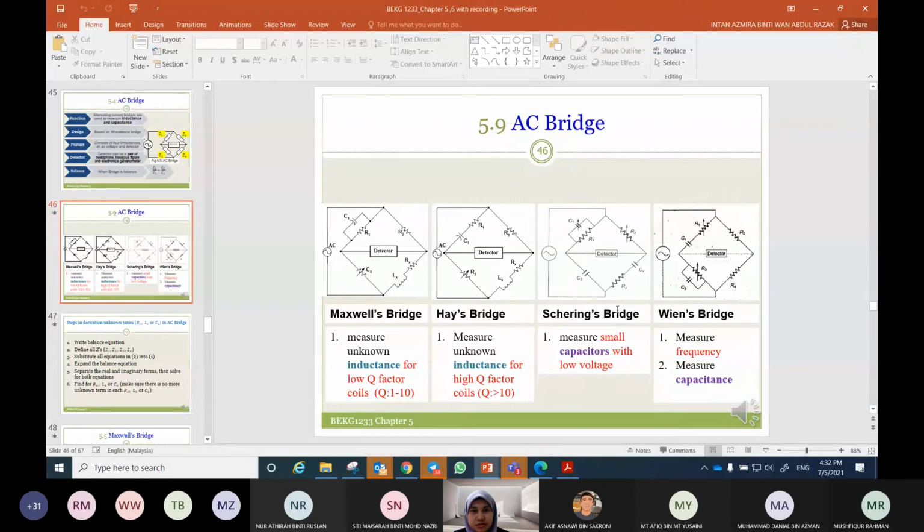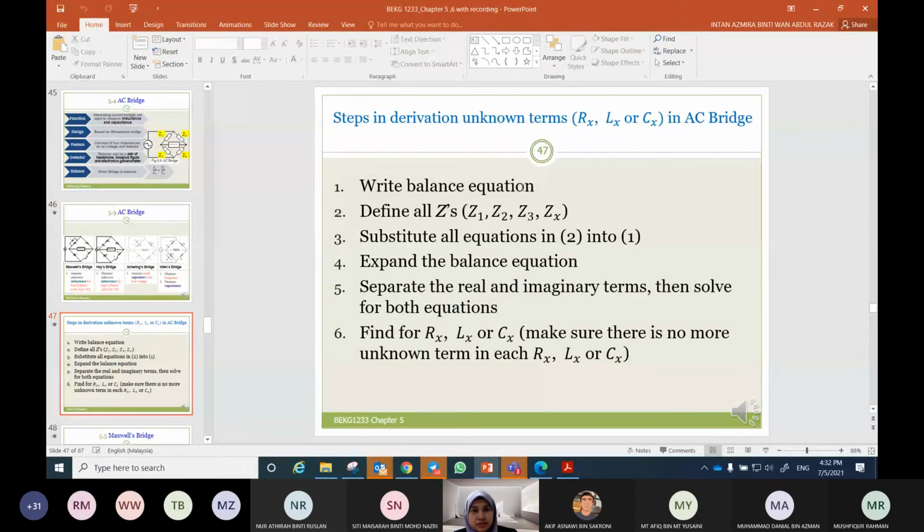So actually I have written the steps in derivation for Rx, Lx, and Cx in the AC bridge. The first step is to write the balance equation. The next step is to define the Z's: Z1, Z2, Z3, and Zx. The third step is to substitute all equations in number 2 into number 1. The next is to expand the balance equation. Number 5 is to separate the real and imaginary terms and solve for both equations.